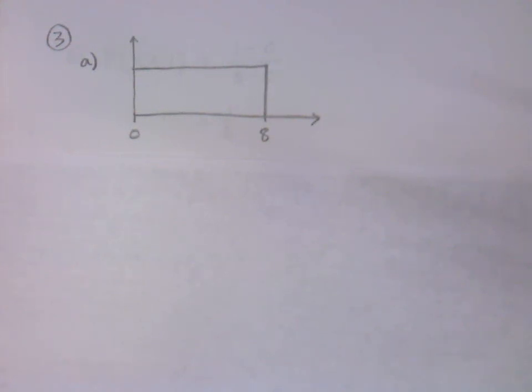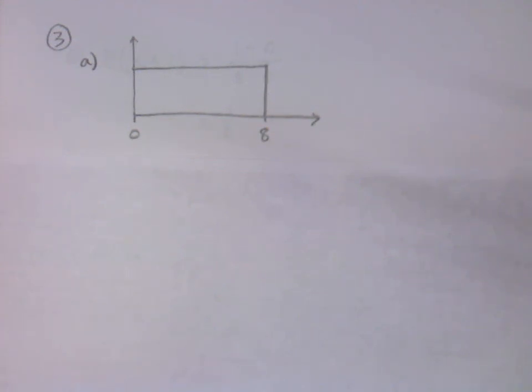Hi everyone, here we are for the last practice problem in chapter 5. It's number 3. I'll go ahead and read it. A New York City subway arrives every 8 minutes during rush hour. The length of time a commuter must wait from the moment they step onto the subway platform is uniformly distributed. And in part A, we're supposed to graph the probability distribution.